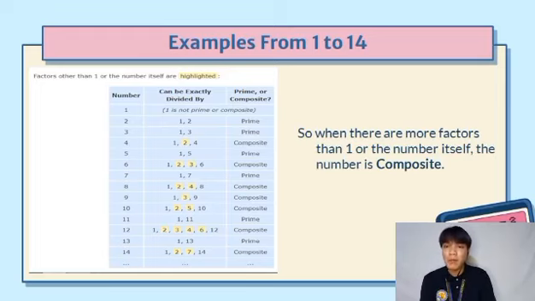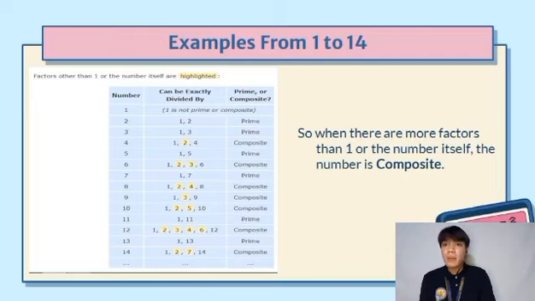4 is a composite number because it has other factors rather than 1 and itself. 5 is a prime number. 6 is a composite number. 7 is a prime number. 8 is a composite number. 9 is also a composite number. 10 is a composite number. 11 is a prime number. 12 is a composite number. 13 is a prime number. And lastly, we can see that 14 is a composite number.